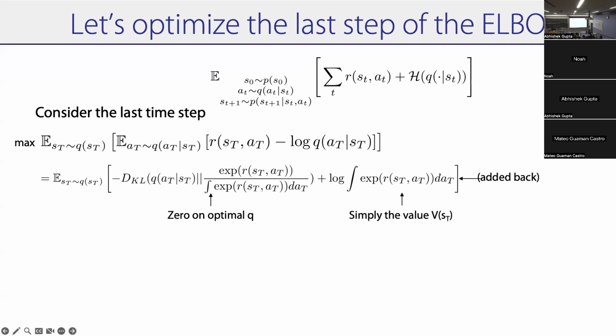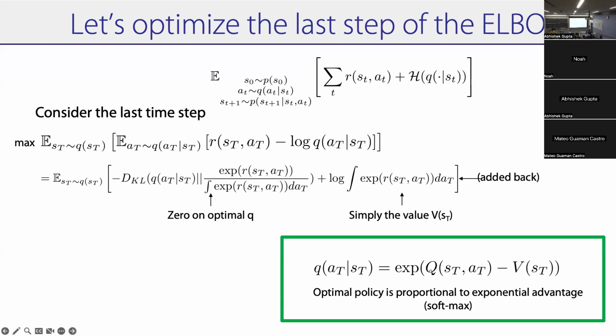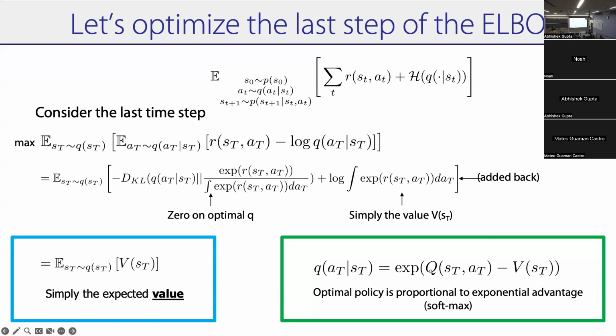Which means that, given that our Q is equal to xq minus v, or xr divided by integral x bar, this whole expression just becomes the expected value. So just saying that this KL divergence is 0. This is the term we added and subtracted, right? And that is literally our definition of V. So at the last time step, R minus log Q at optimal becomes equal to the expected value of V.